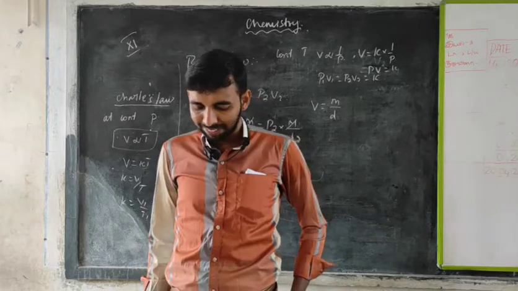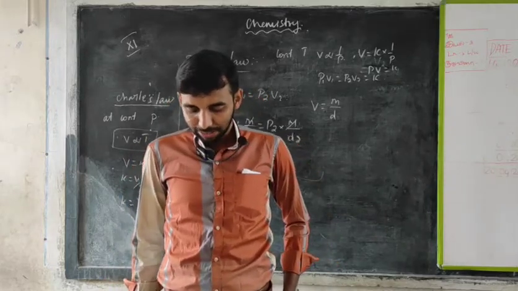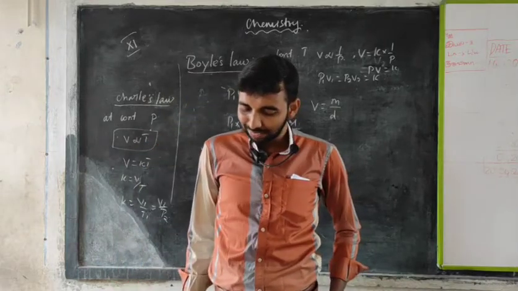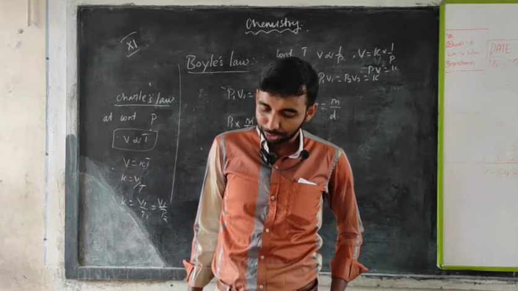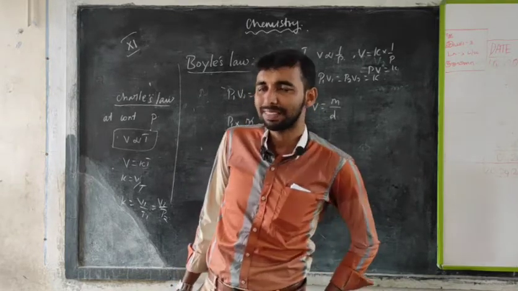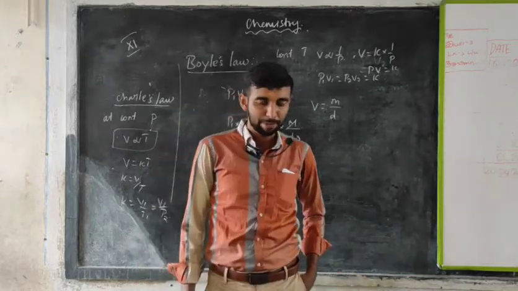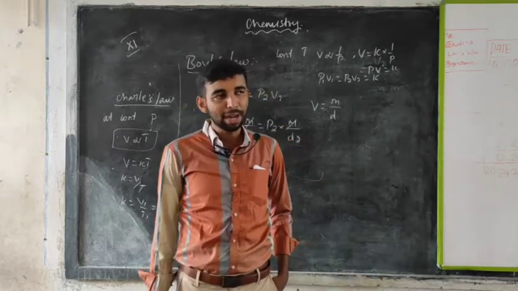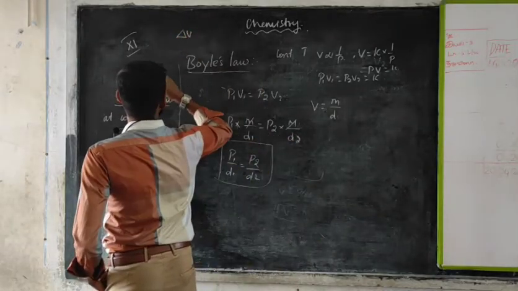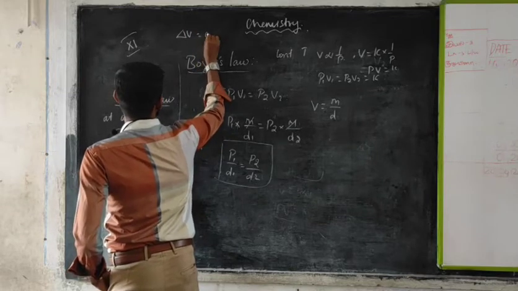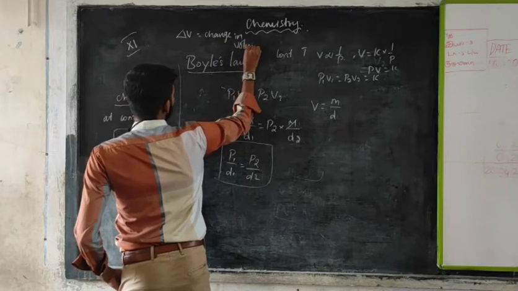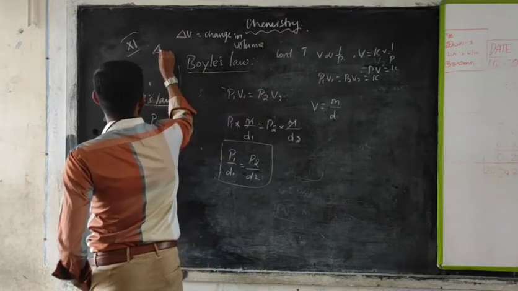V equals mT plus C, where T is the temperature in degrees Celsius, and m and C are constants. When T equals 0 degrees Celsius, the volume becomes V0, and hence V0 equals C. The slope of the straight line, m, is equal to delta V by delta T. Delta means change: change in volume and change in temperature. Delta V is the change in volume.